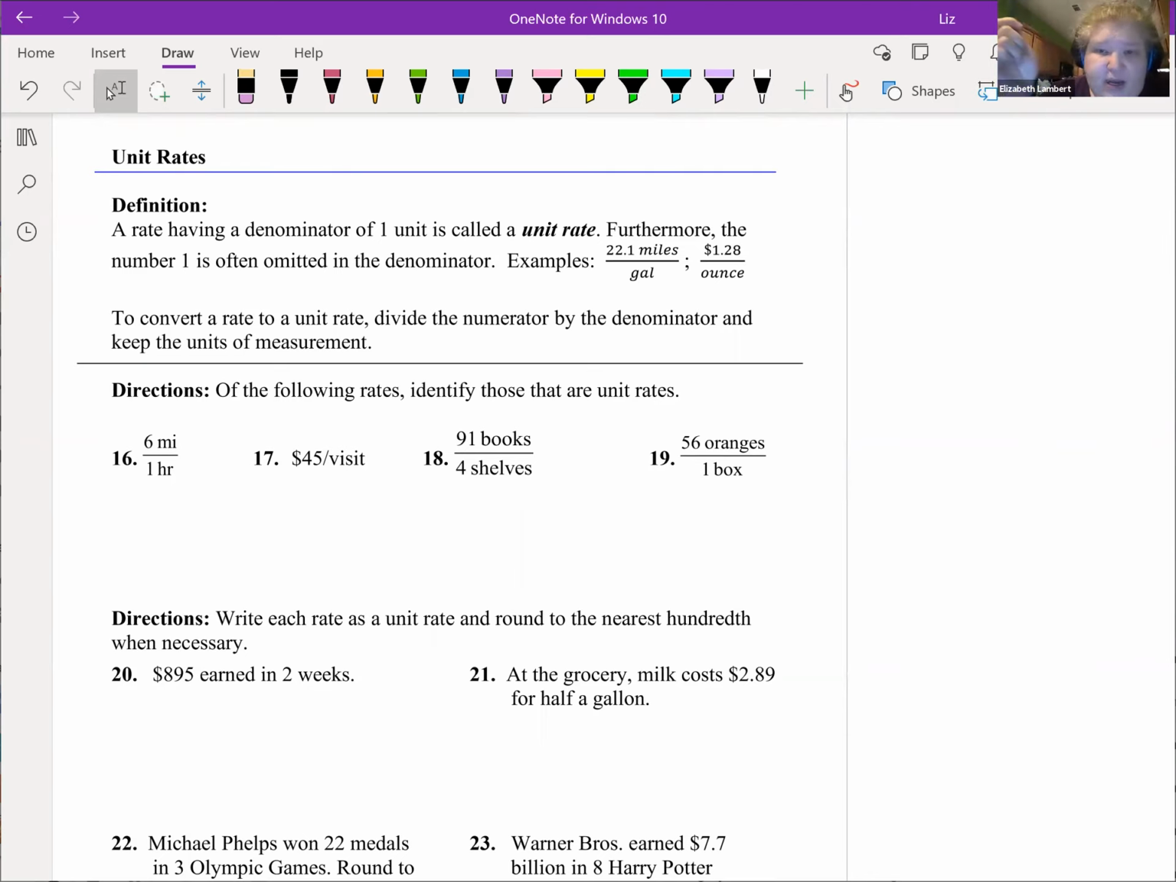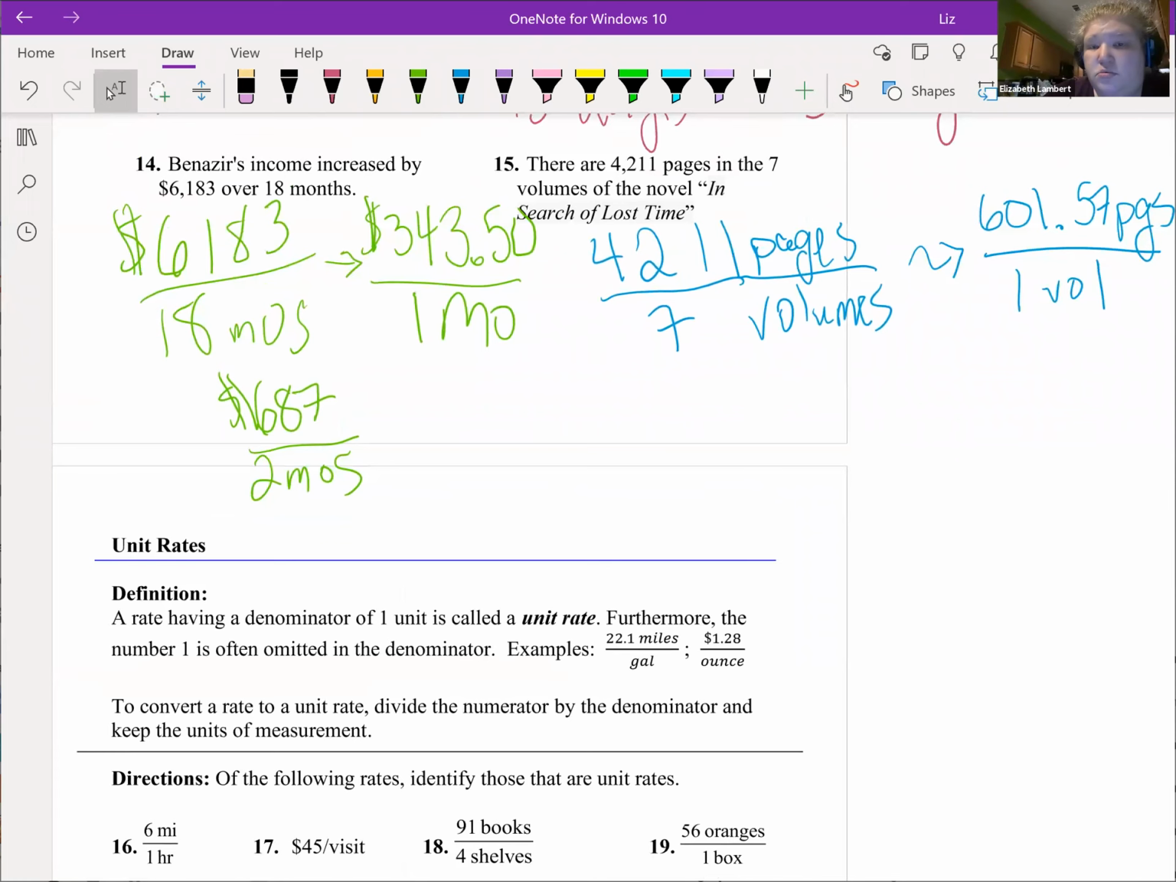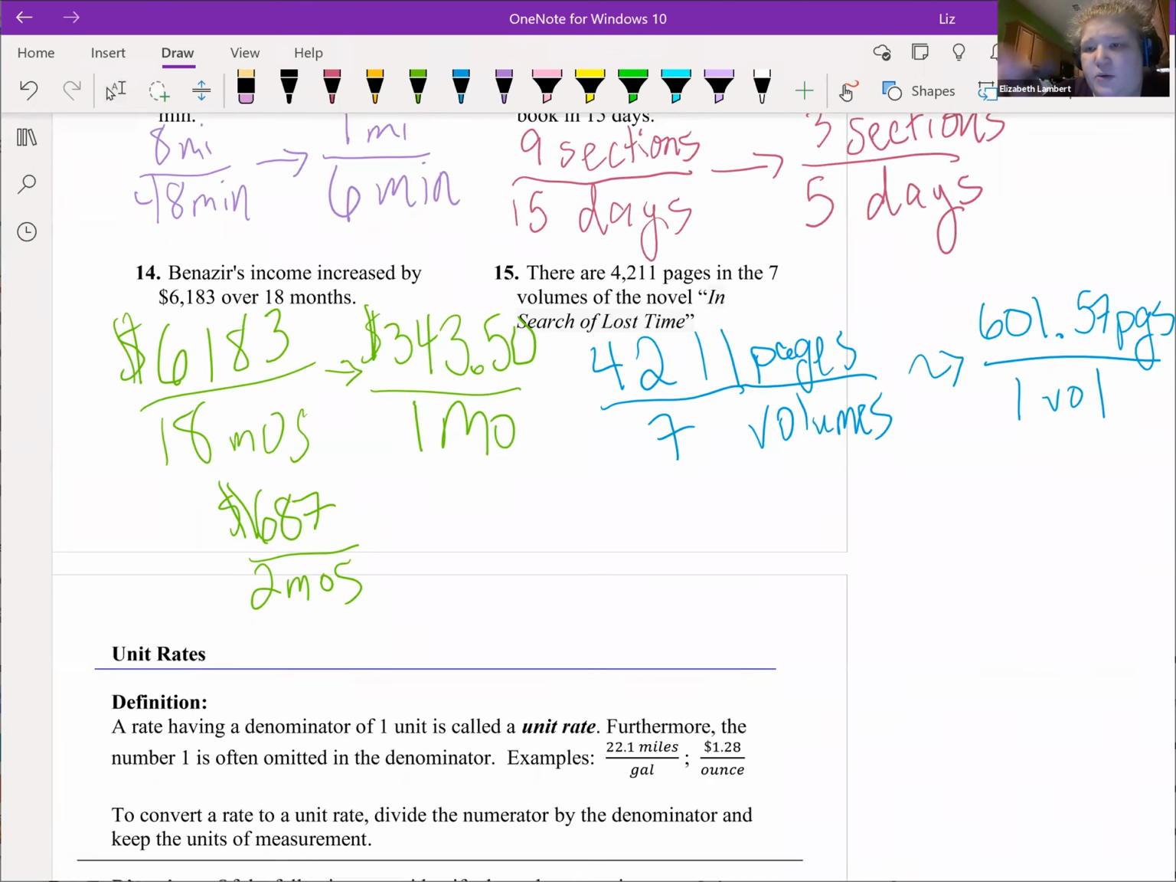Like, my car gets 22.1 miles per gallon. I got a hybrid, mine actually gets a little bit better. Or $1.28 per ounce. So to convert a rate to a unit rate, you just divide the two numbers, and then whatever that result is, you put on top, and you put a 1 on the bottom, or you just erase, don't put a number on the bottom, which is what we did for our pages per volume up here. If I just erase the 1, then it's a unit. Well, even with the 1, it's a unit rate.